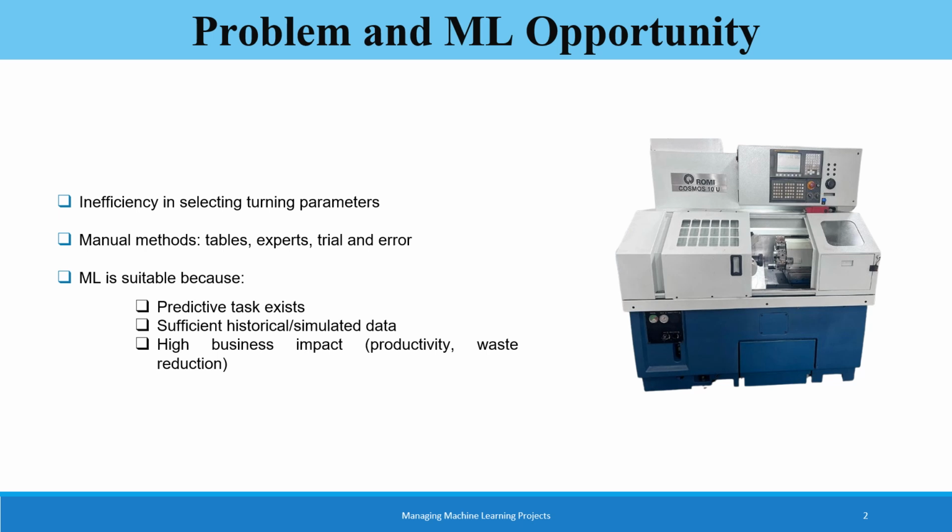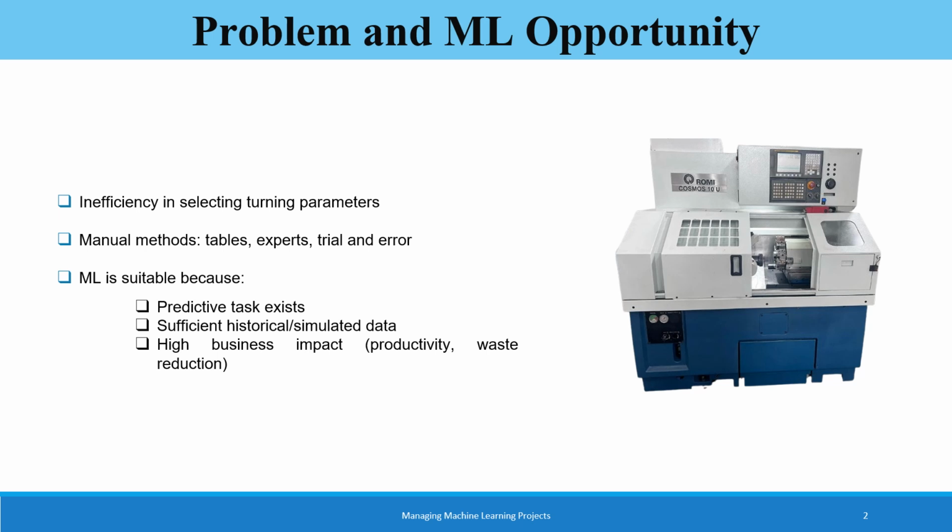The problem I am addressing is the inefficiency and the complexity in selecting optimal parameters for industrial turning processes. Traditionally, the selection is based on static tables, expert knowledge, or trial and error. These methods are not only time consuming, but often suboptimal. This represents a great opportunity for machine learning.